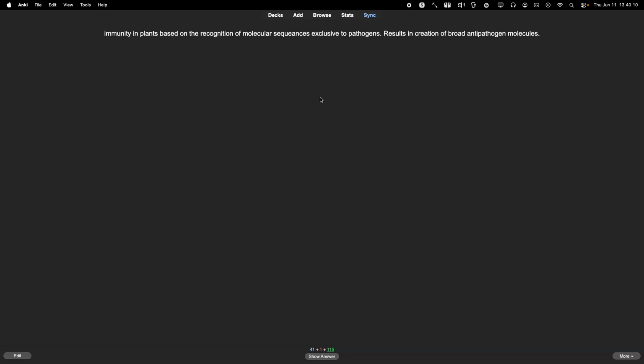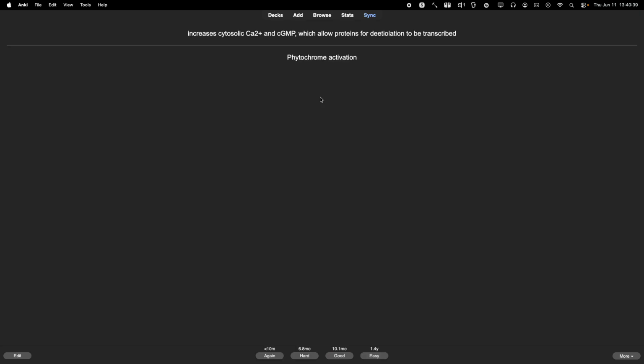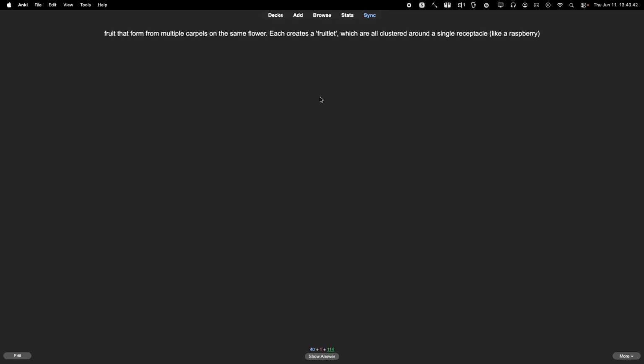Immunity in plants based on, I think this is innate immunity, yeah. Specific and voluntary immune response. This would be a reflex, so an example of this is if you touch a hot stove, you just quickly pull your hand back. Yeah. Increasing, this is photo something. Oh, phytochrome, okay. Adventitious root, I think. Nice.